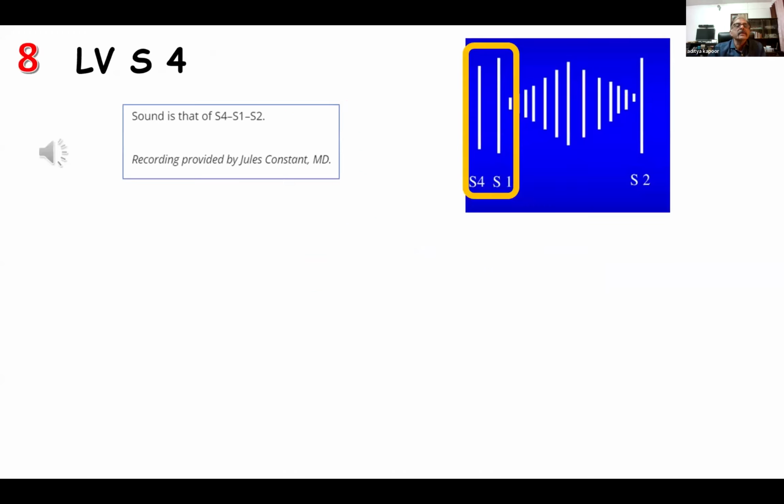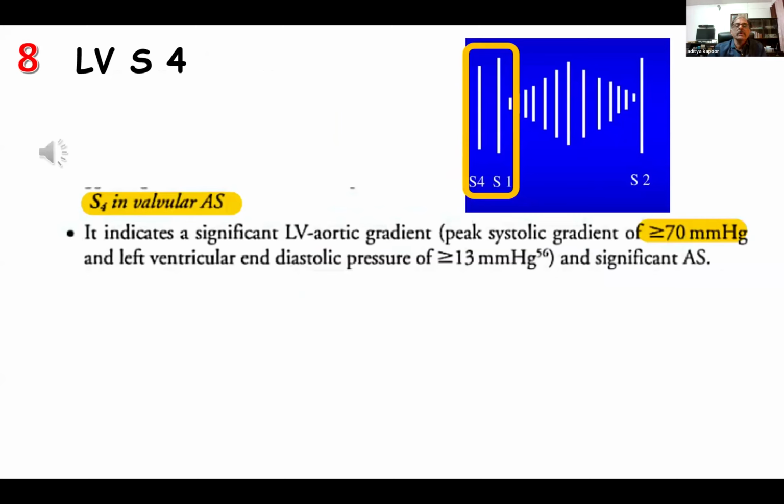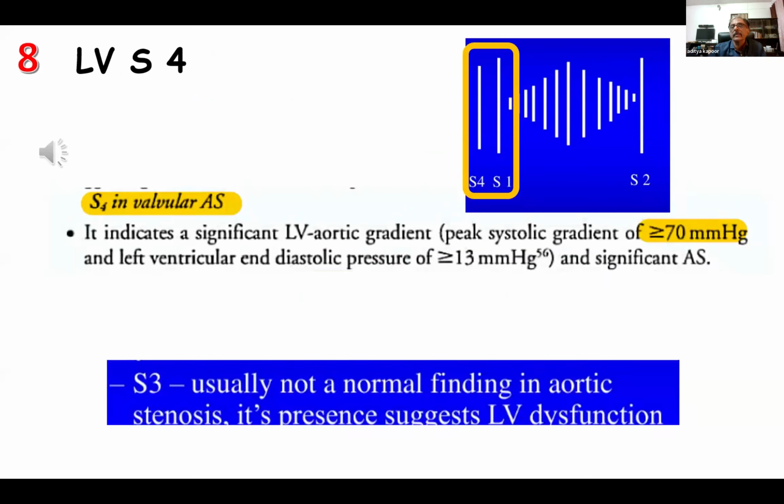I'll just run through this. LV S4, again, if you are hearing S4, the gradient has to be more than 60 to 70. Remember, you will never hear S3 in aortic stenosis unless complicated by severe LV dysfunction.